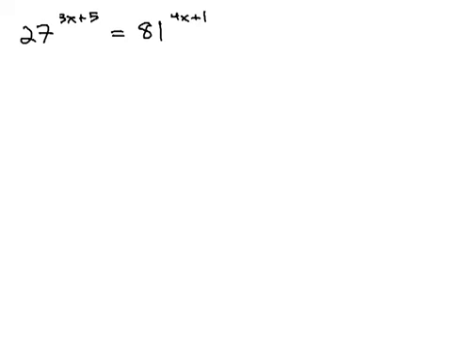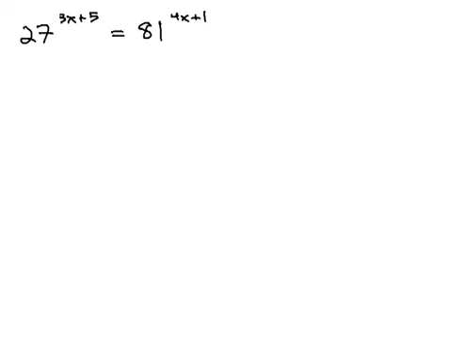In this video, we're going to solve some exponential expressions by finding the same base on both sides of the equation. As we do this, we will also employ some exponent properties that allow us to get the same base. First, we're going to solve 27 to the 3x plus 5 equals 81 to the 4x plus 1.